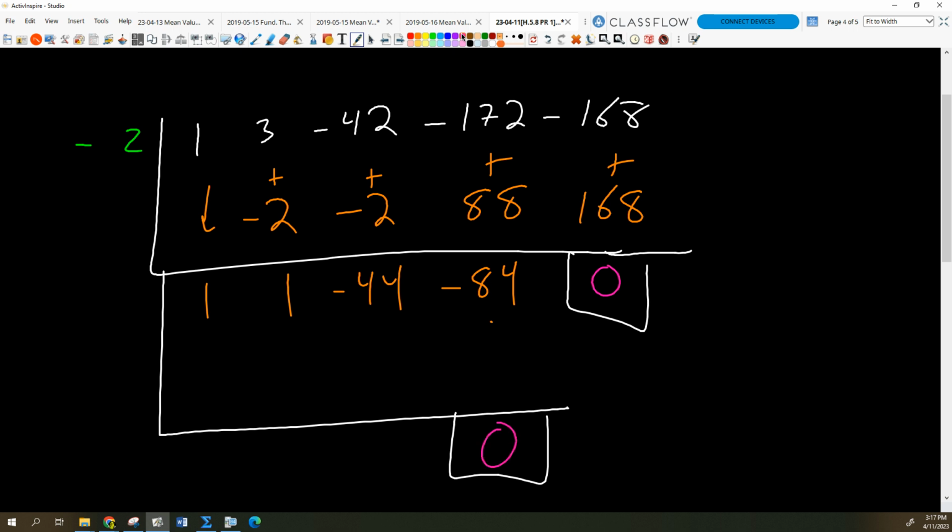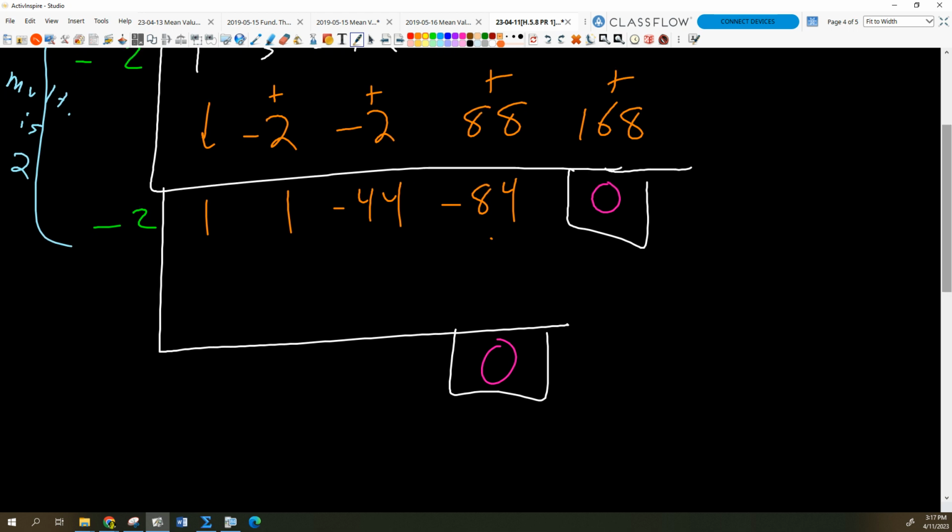Yes. Okay, and we can run this through one more time. And just as a reminder, we can do this because the multiplicity is 2, so we get to run it through twice. Now we're going to get our yellow factor, right? Now that we've run it through twice, we should figure out what q of x is. So I bring the 1 down. 1 times negative 2 is negative 2, plus 1 is negative 1. Negative 1 times negative 2 is 2, plus negative 44.